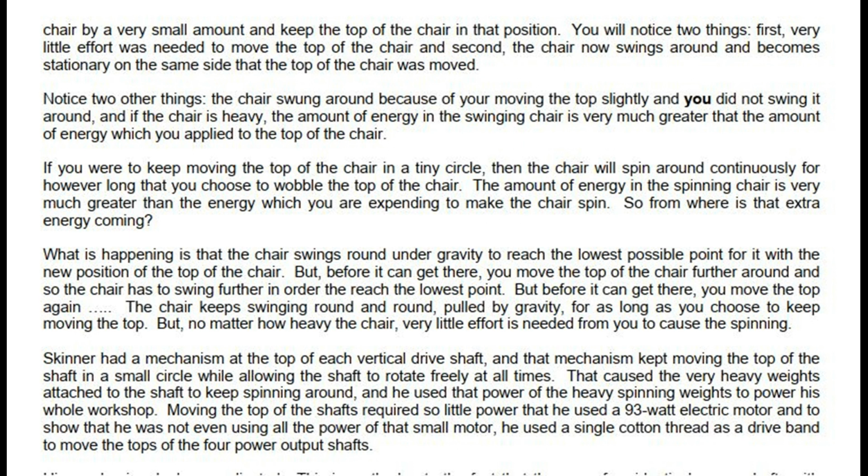Skinner had a mechanism at the top of each vertical drive shaft, and that mechanism kept moving the top of the shaft in a small circle while allowing the shaft to rotate freely at all times. That caused the very heavy weights attached to the shaft to keep spinning around, and he used that power of the heavy spinning weights to power his whole workshop. Moving the top of the shafts required so little power that he used a 93-watt electric motor, and to show that he was not even using all the power of that small motor, he used a single cotton thread as a drive band to move the tops of the 4 power output shafts.